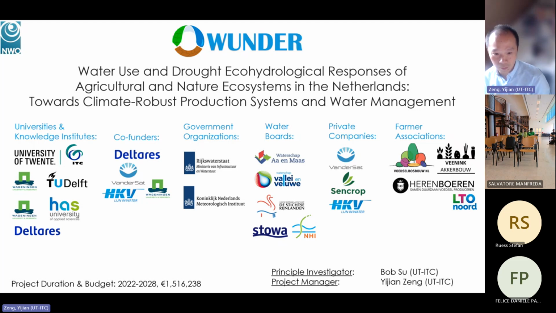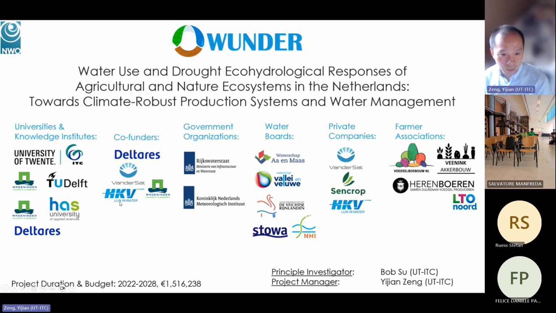Starting from 2018, we applied for this project. It's called Wonder, and it is trying to understand the water use and drought response of the agriculture and nature ecosystems in the Netherlands. We have 19 partners. This is a national fund, and we have 6 university partners or knowledge institutes. We also have co-funders, for example, companies like Fundasat, which was purchased by Planet.